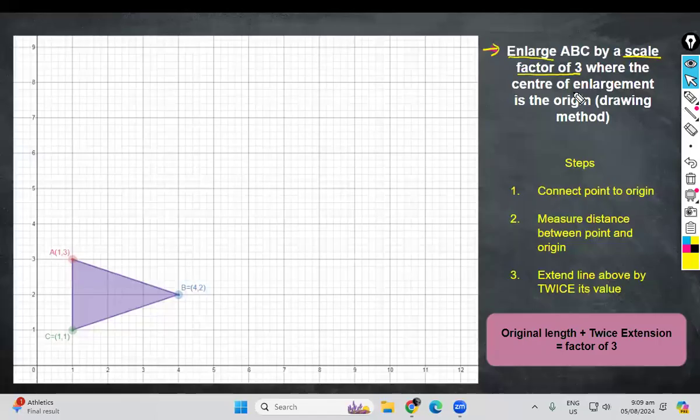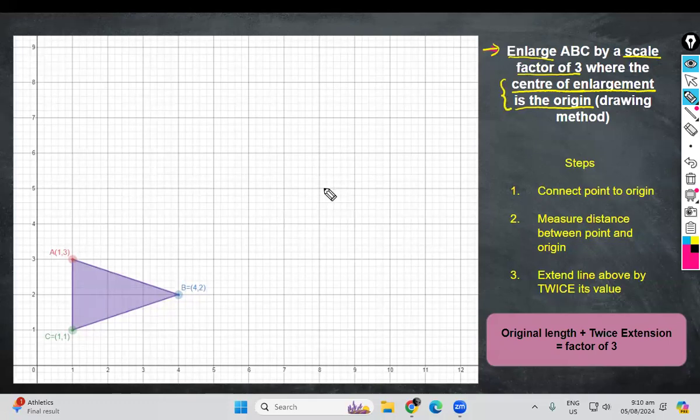Whenever you are doing an enlargement, you have to know where the center of enlargement is. And that's going to be very important. Whenever we're doing an enlargement, the most popular type of question is when the center of enlargement is the origin. So some of you are probably wondering, what is the center of enlargement? Well, as I mentioned, in today's question, the center of enlargement is the origin.